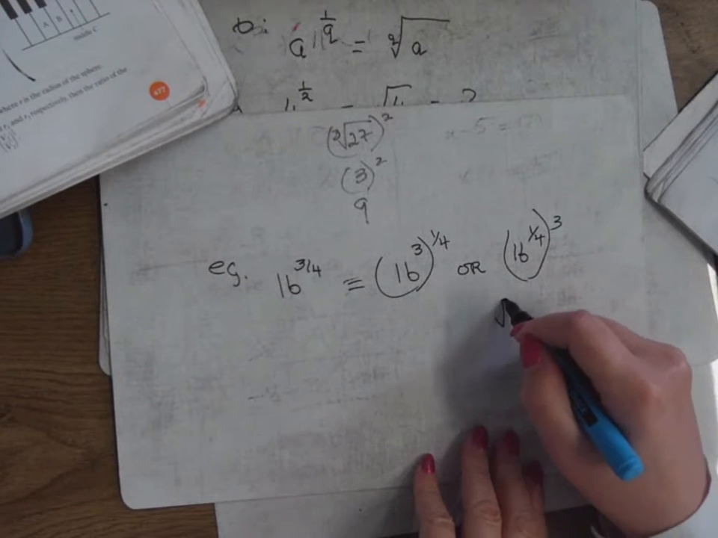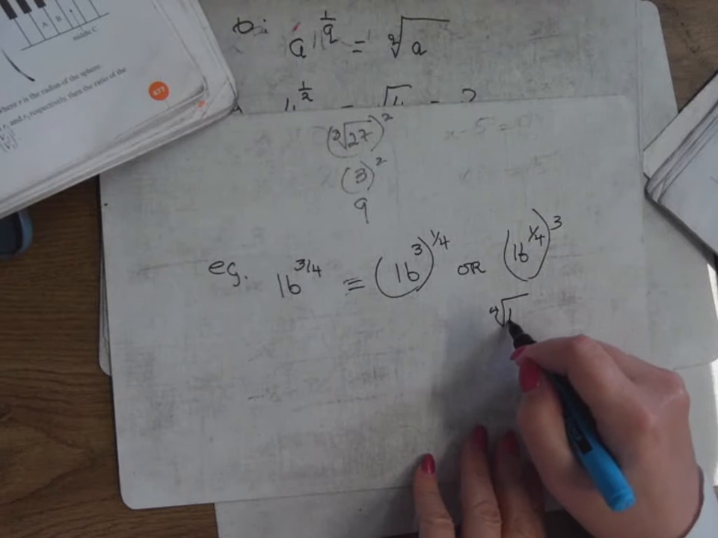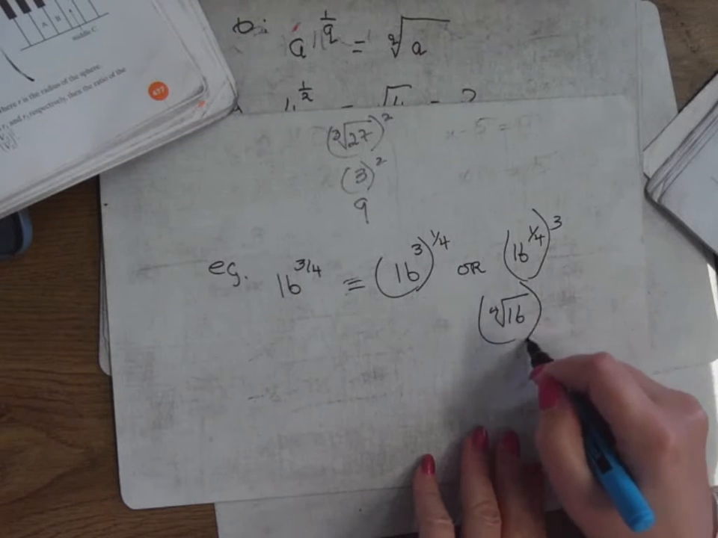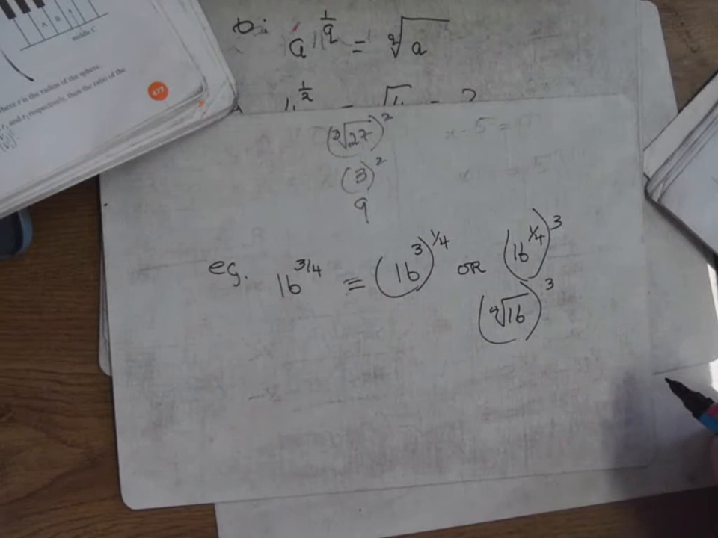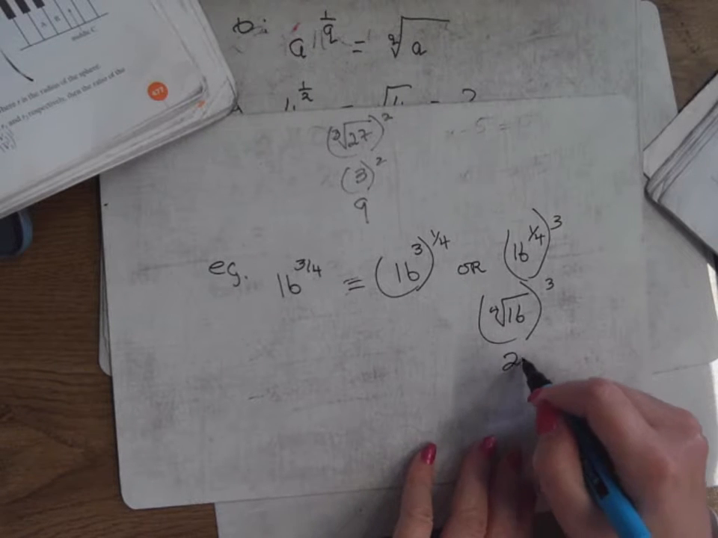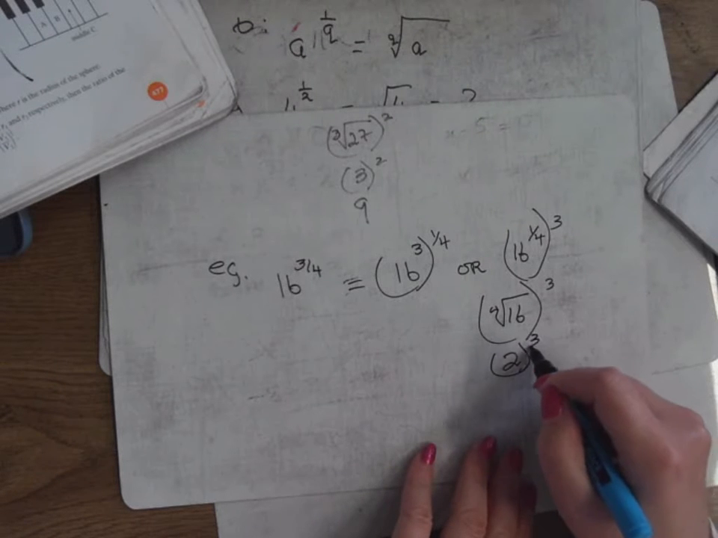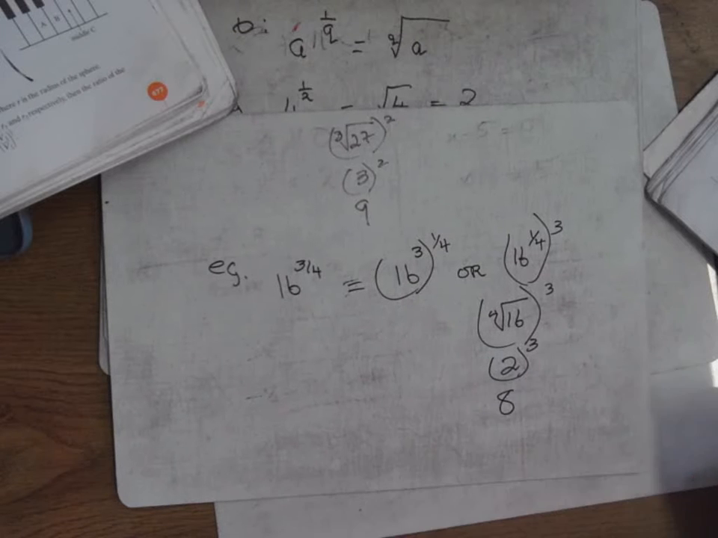So we're getting the 4th root of 16 all to the power of 3. So that's a 4 there. It's the 4th root of 16. So what number by itself 4 times will give me 16? 2 by 2 by 2 by 2 is 16. So the answer is 2. So that's 2 all to the power of 3, and 2 to the power of 3 is 8. Is that okay?